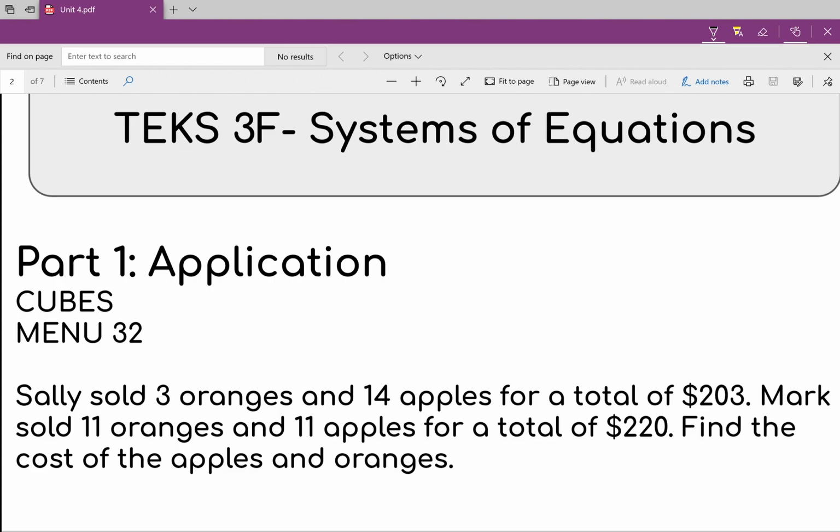TEKS 3F, Systems of Equations. Okay guys, so these notes are divided into 3 parts. Today we're only going to be focusing on part 1, which is applications.